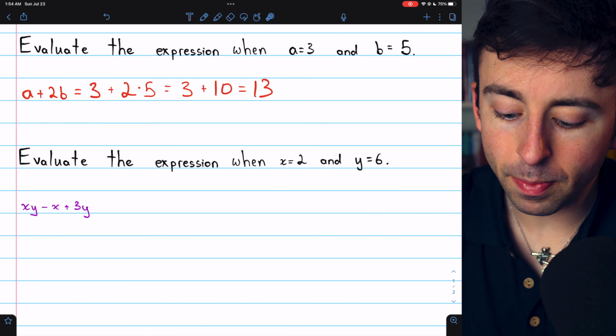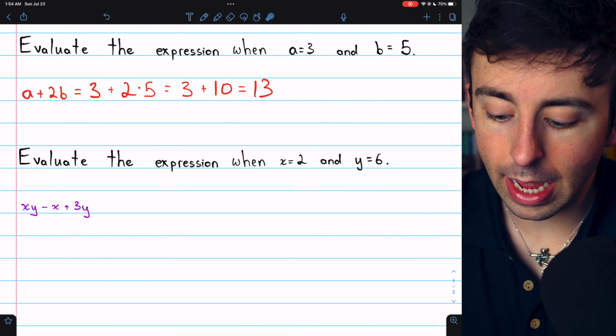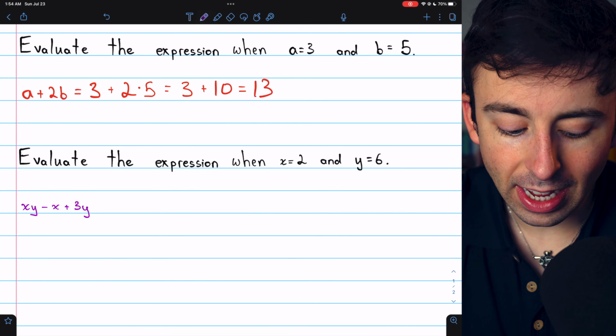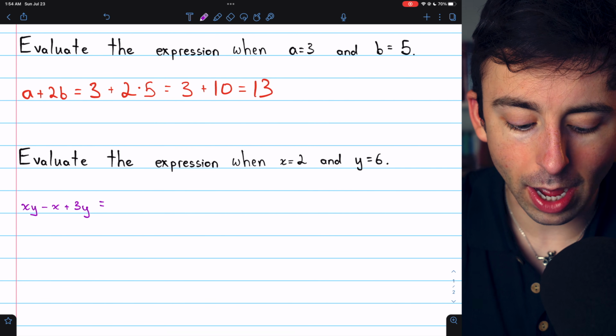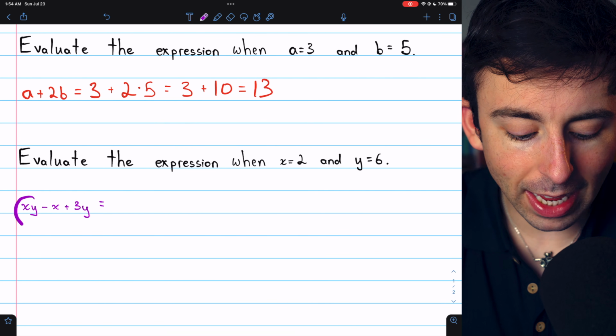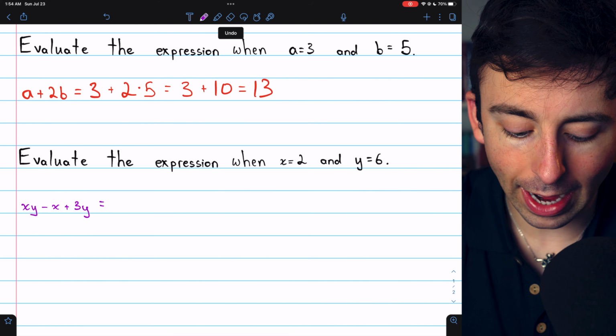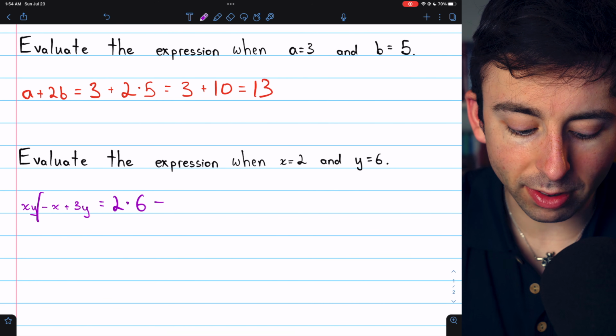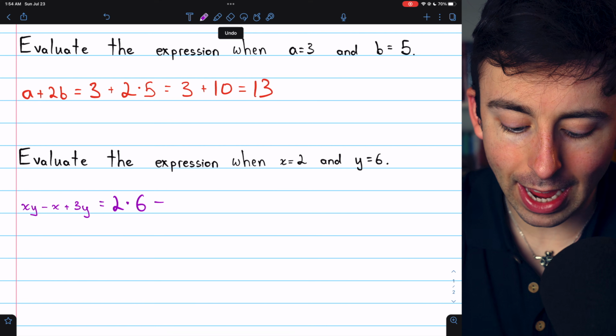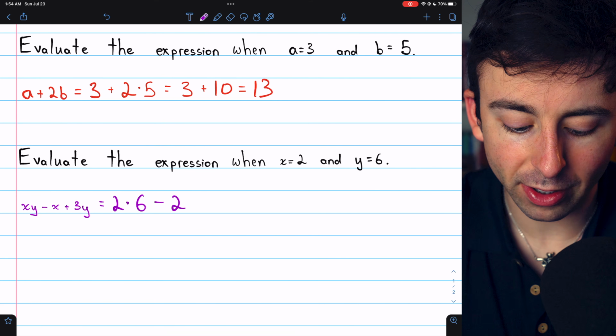In this example, x equals 2 and y equals 6. To evaluate this variable expression, just replace x and y with their known values, beginning with x times y. X is 2 and y is 6. Then we subtract x. Again, x is 2, so we subtract 2.